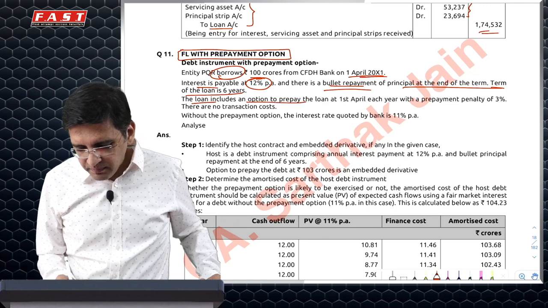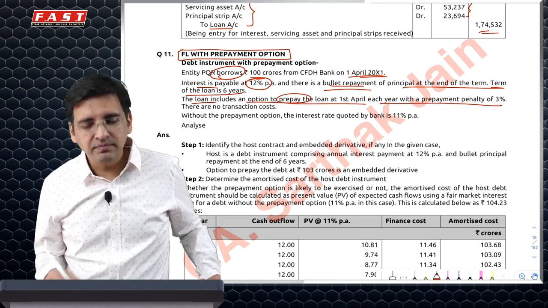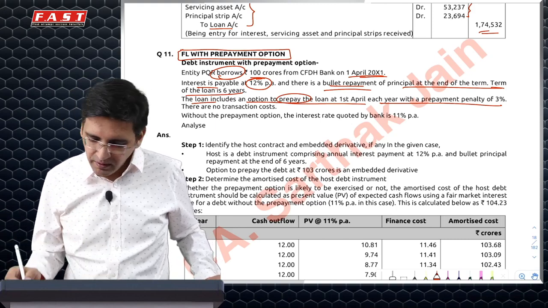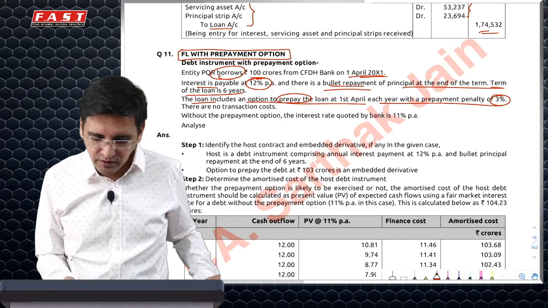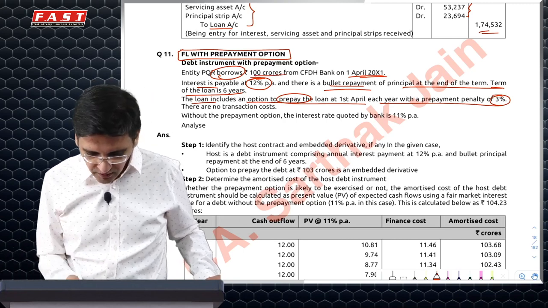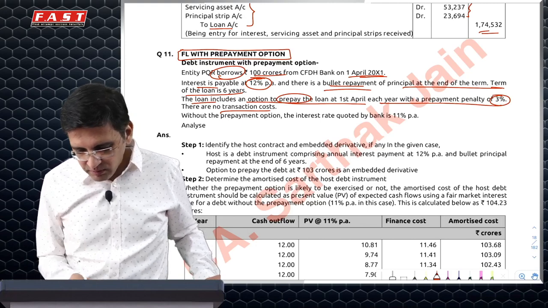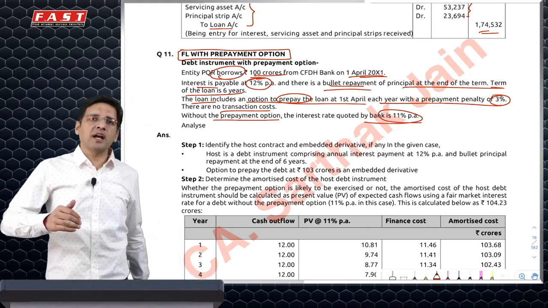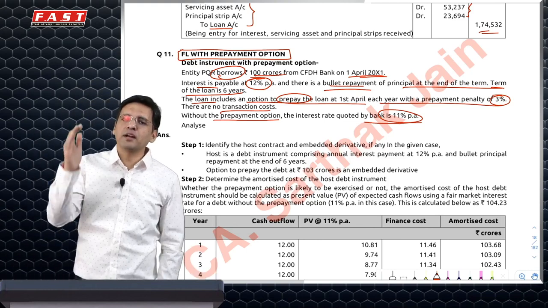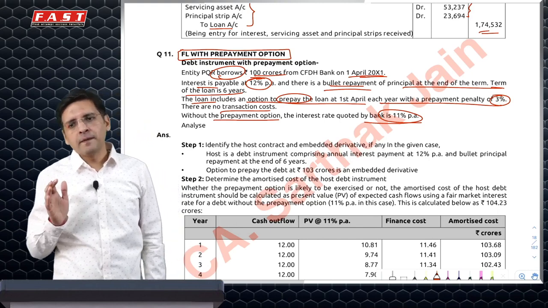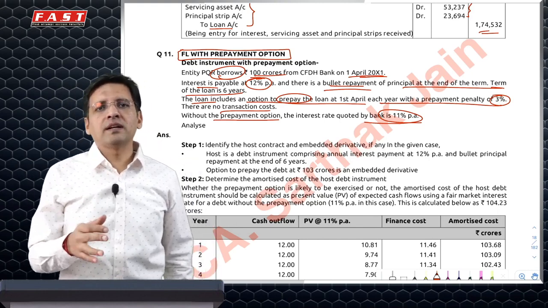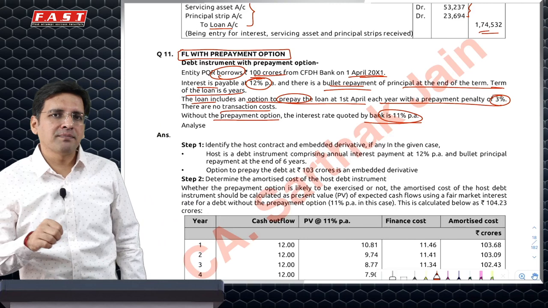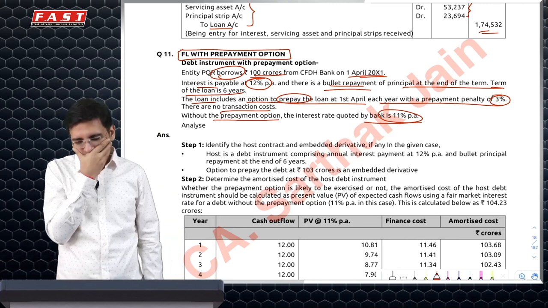I have an option to prepay the loan on 1st April each year. That means after the end of every year, I have a one-time option in that year to prepay it, but I will have to prepay it with a penalty of 3% on 100 crores, which is 3 crores. There are no transaction costs. Plus, without prepayment, the interest rate quoted would have been 11%. So the bank says either you take it at 11% and complete the 6-year tenure and only then repay, you cannot pay it early. Or you pay whenever you want, but then the interest rate would be 12%. And if you pay before 6 years, then you'll have to pay an extra 3% as a prepayment penalty. This is what the contract is.